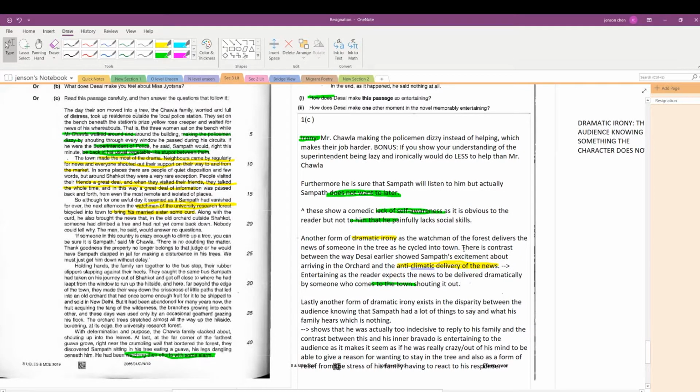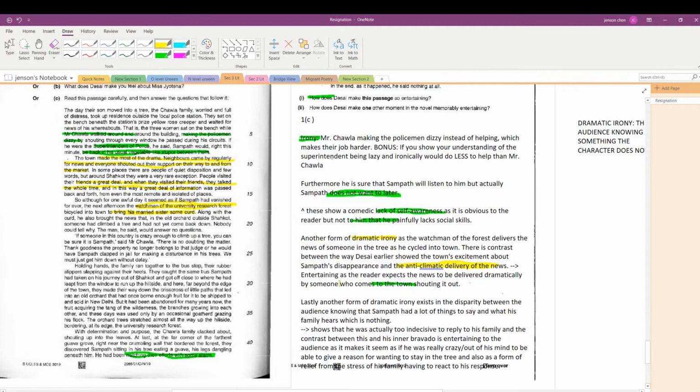Another thing I'll point out is there's a contrast between the way it showed the town's excitement about Sampath's disappearance. Okay, I think this is much better.